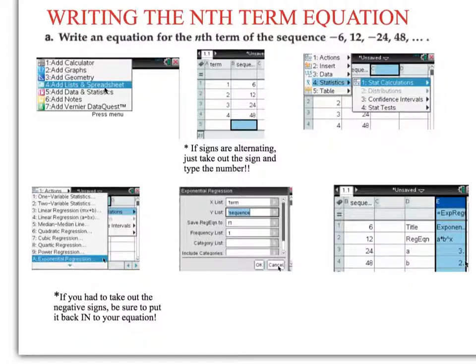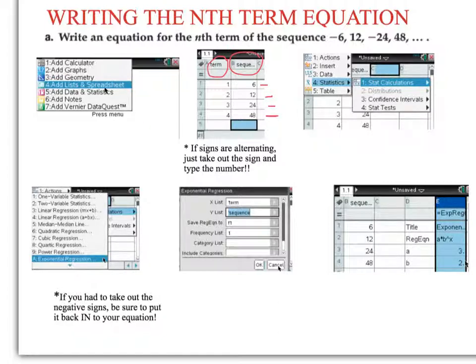Your X column or the A column should be the term number. So it's term number 1, term number 2, term number 3, term number 4. The second column is the sequence number. So term number 1 is number 6, term 2 is 12, term 3 is 24, term 4 is 48.